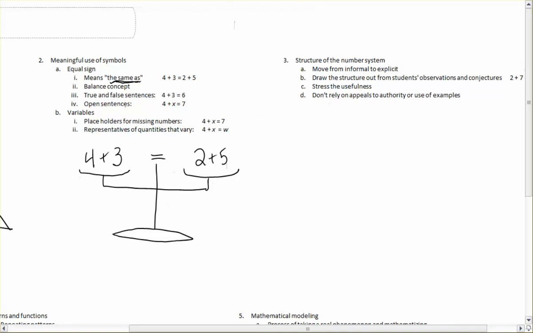Same thing with open sentences. 4 plus x is 7. If this x stands for some number, I could pick different numbers and some of them would be true and some would be false. And how do we judge that? We have to go back to the idea of equals being the same as.